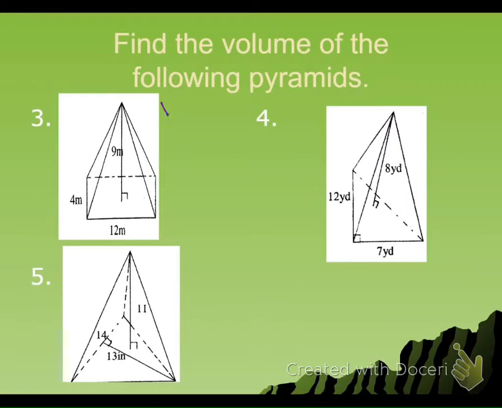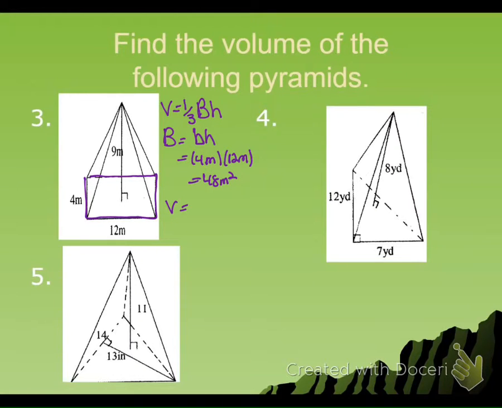So what is the formula for this one? V equals 1/3 BH. Okay, so what is the shape of our base here? That is the square. How do you find the area of a rectangle? Base times height. Right, no problem. Okay, so here, what are our base and height of the square? The base and the height is 12. So what is 12 times 4? 48. Yep, 48 meters squared.